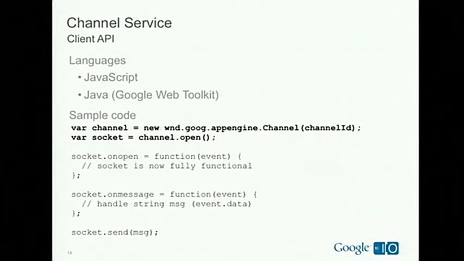There's an onopen callback. That callback is called once the channel has fully been established, once your communication has been established there, so you can act on it at that point. And then there's the onmessage callback, and that's called every single time the server pushes a message to your client. The event.data there is the string data for that message. And then finally, sending a message is really simple. You just push a string in there, and boom, it goes to the server.